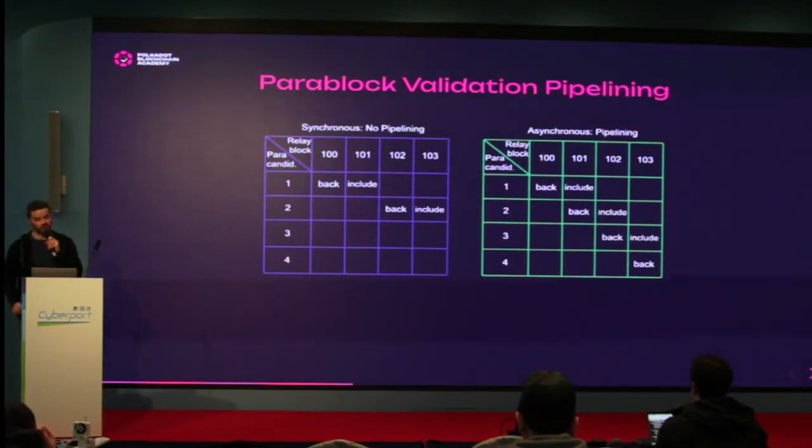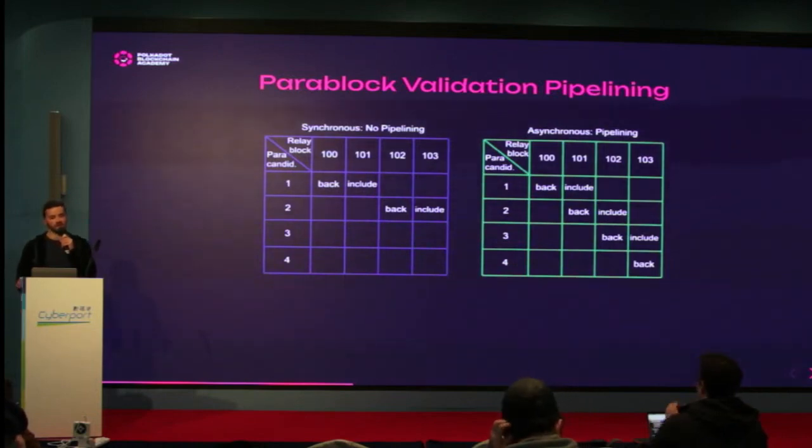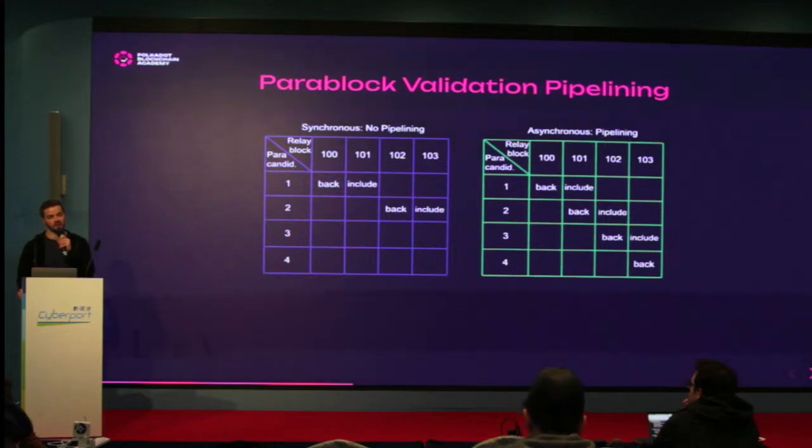And with asynchronous backing, we get this nice pipelining where we have a backed candidate available to include every single block, and we can actually back candidate n+1 during the same block that we include candidate n. So that results in double the rate of parachain blocks being backed and included, because we can essentially start that work early for later blocks.